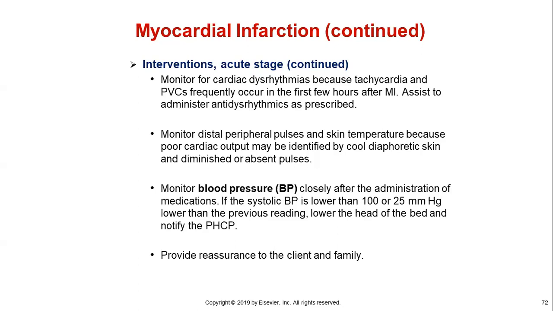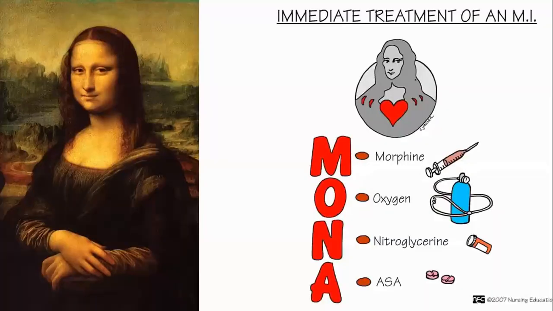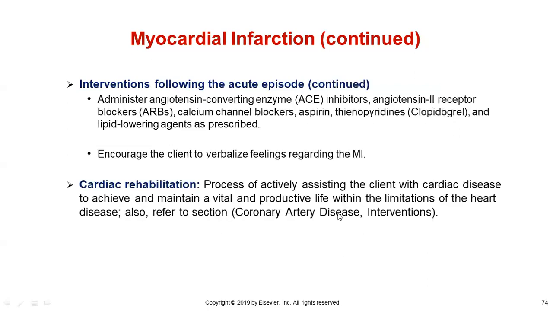So monitor the distal peripheral pulses, monitor blood supply. If we see anything abnormal, we have to inform the healthcare provider. So monitor the bed rest and make sure the patient takes adequate bed rest. Super important. Also progress to dangling the legs or progress to ambulation in the client's room, right?